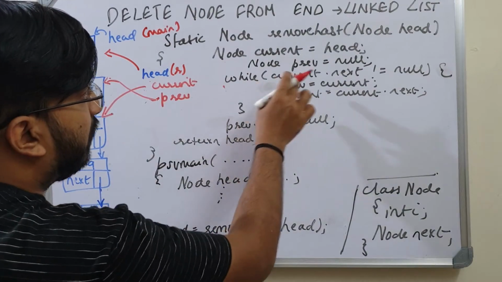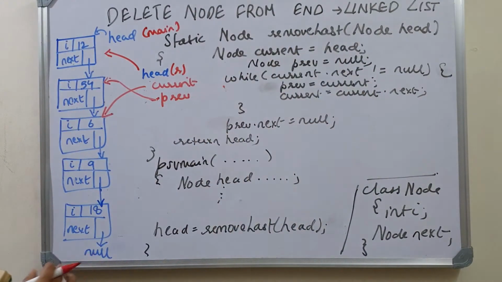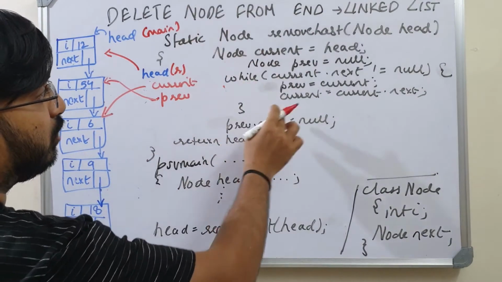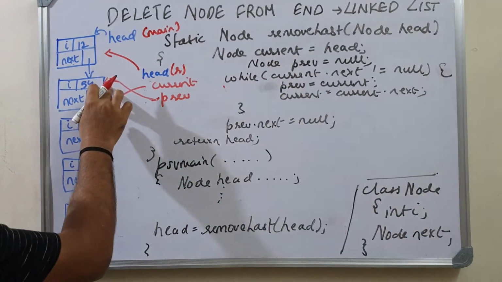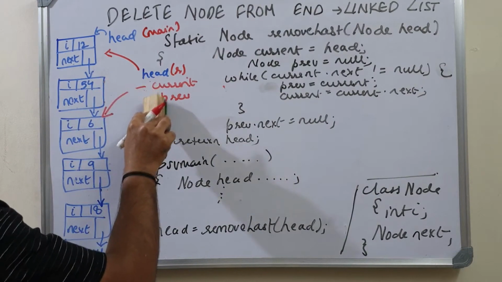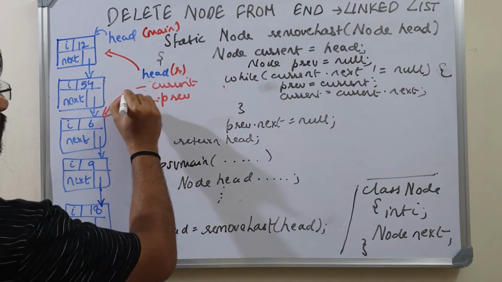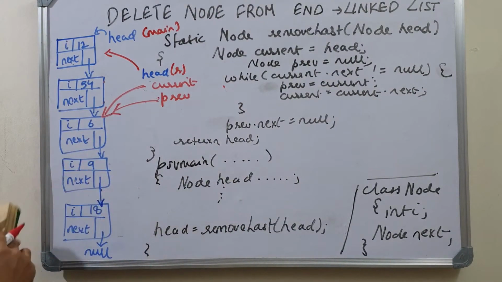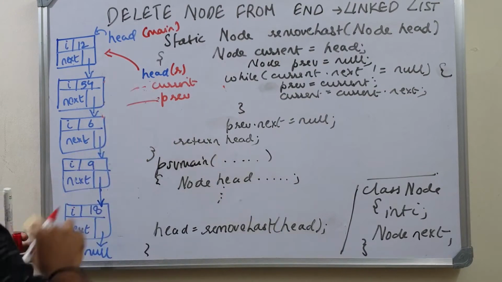Again, you go back to check the while loop condition. Current dot next is not equal to null. Current is pointing here. Current dot next is not null is true. You go inside the while loop body. Previous is set to current. Previous is pointing here. Current is pointing here. So previous is pointing to current's location now. Previous is also pointing to current's location. And current is current dot next. Current is pointing here. Current dot next is this. So current is going to point to this location.